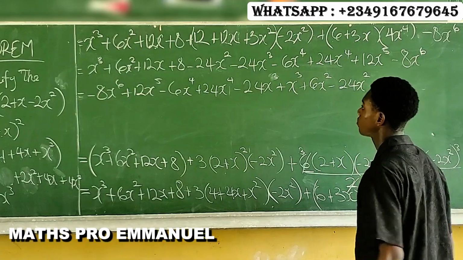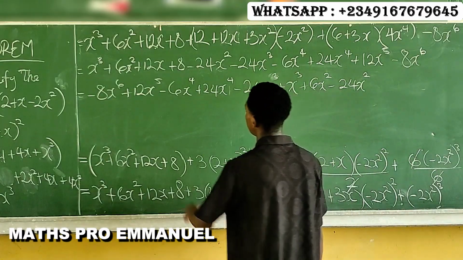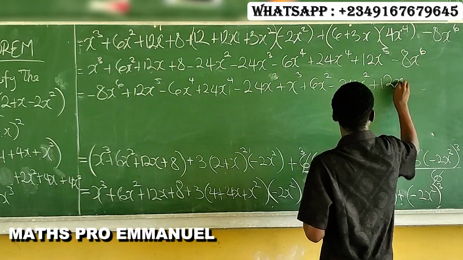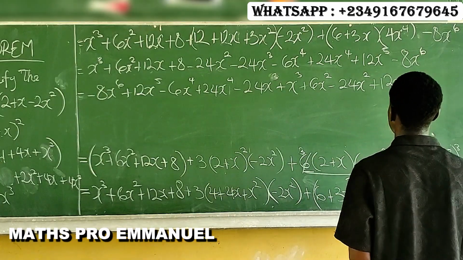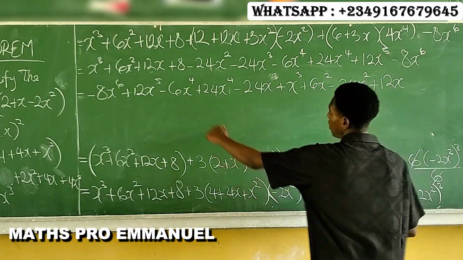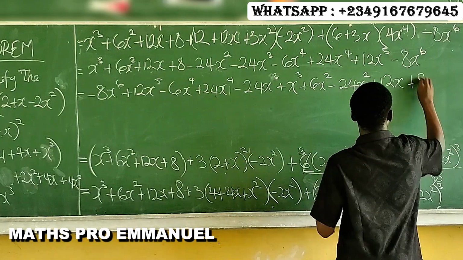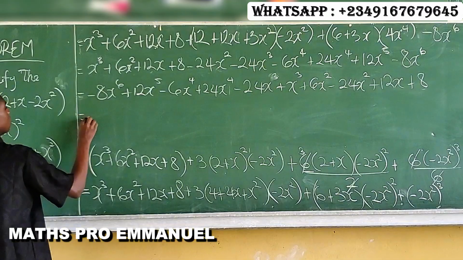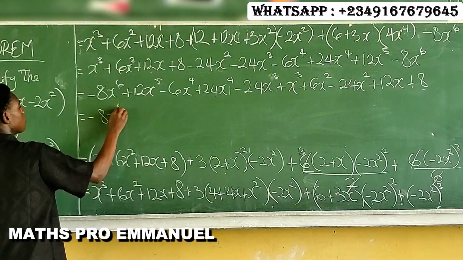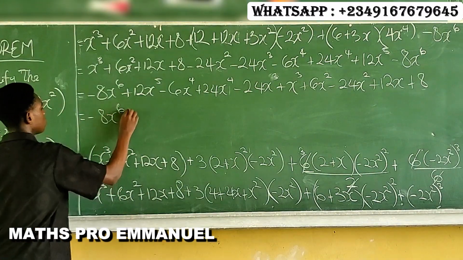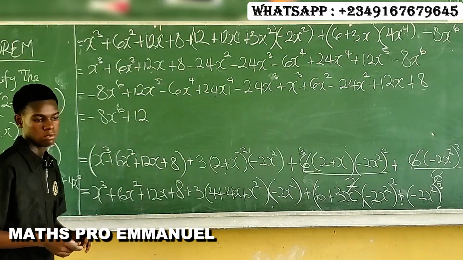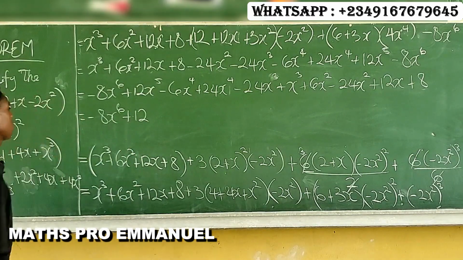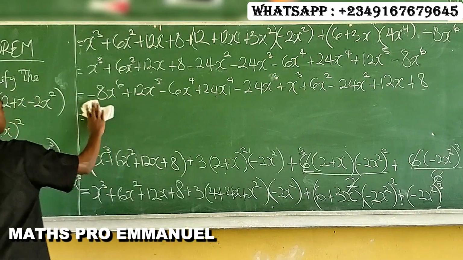I think that's all. Now the next is all the ones with x. So the first is plus 12x. I don't think there's any other x. The next is just 8. That is the constant term. So here is just plus 8. Now let me add and subtract. So here will be minus 8x raised to the power of 6 plus 12x. Okay, let me just do it as a final answer.